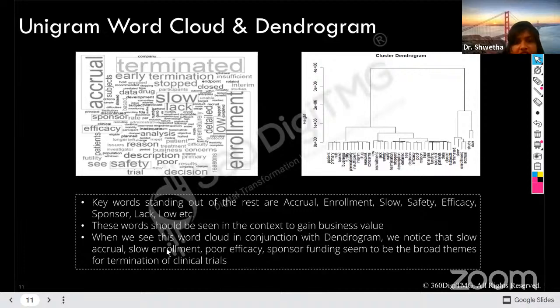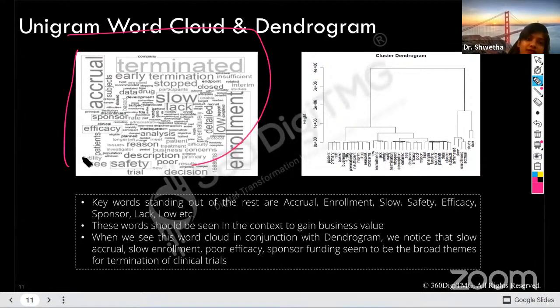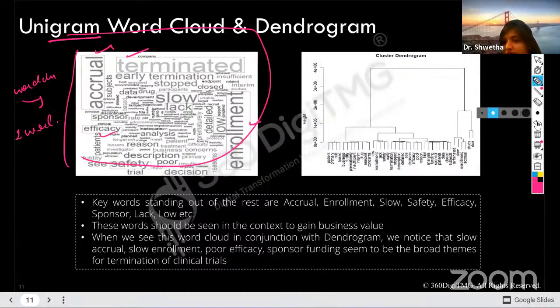Now, unigram word cloud and dendrogram. This is the data which was taken from the terminated trials, and a word cloud was built. You can see the most repeated words were terminated, accrual, enrollment, efficacy. This is only when you take a unigram word cloud, that is only one word. These were the keywords found from this word cloud.